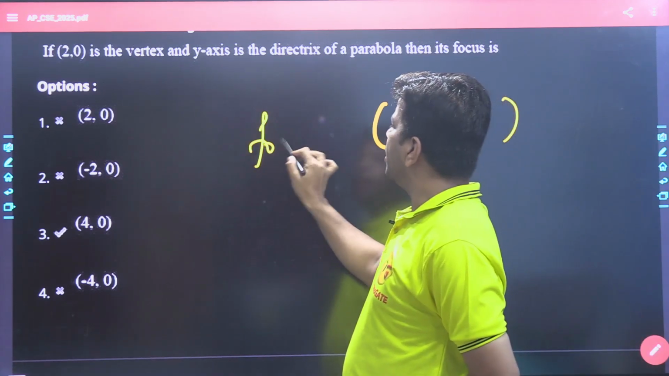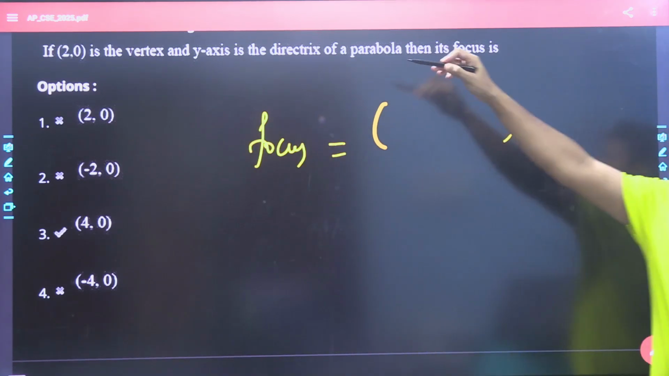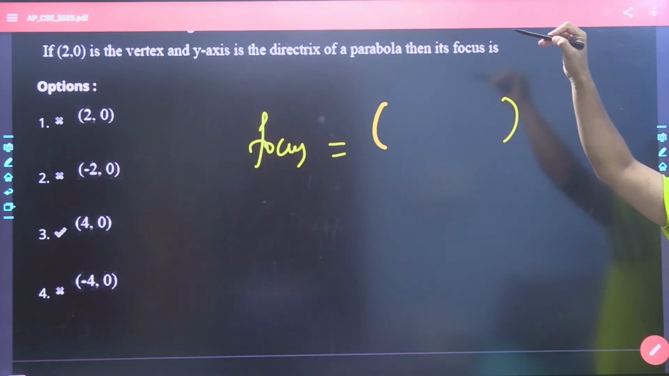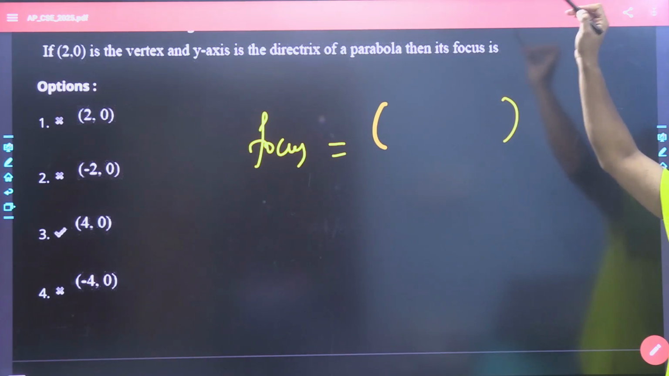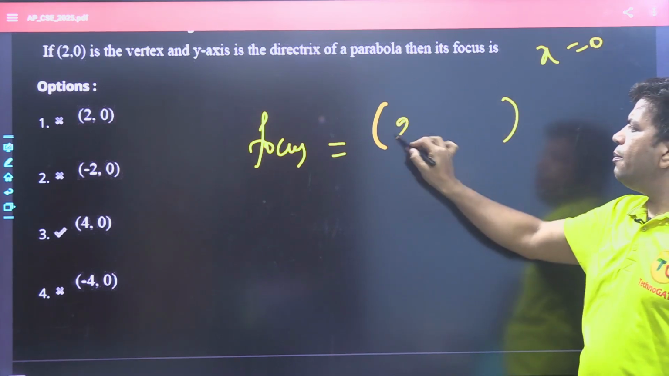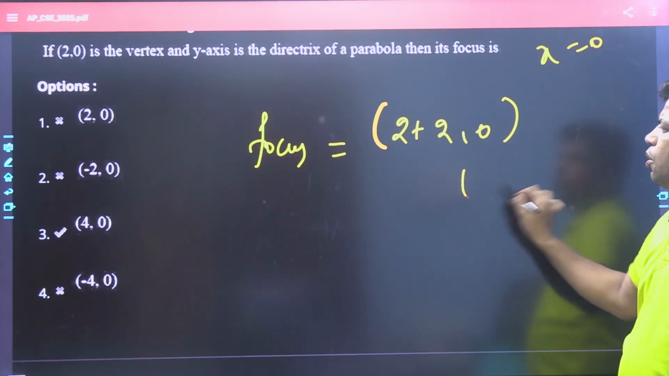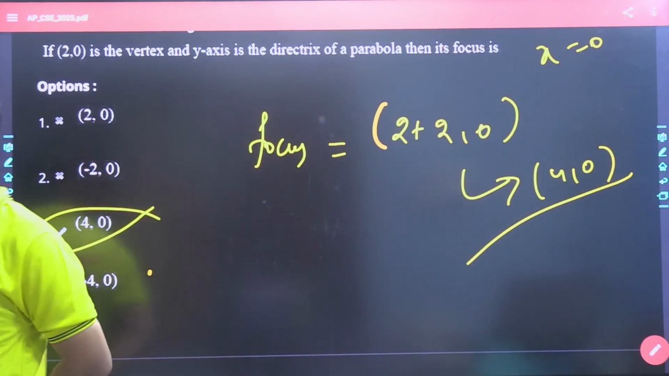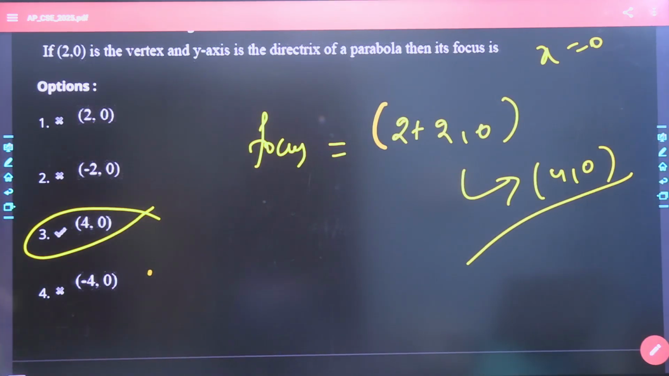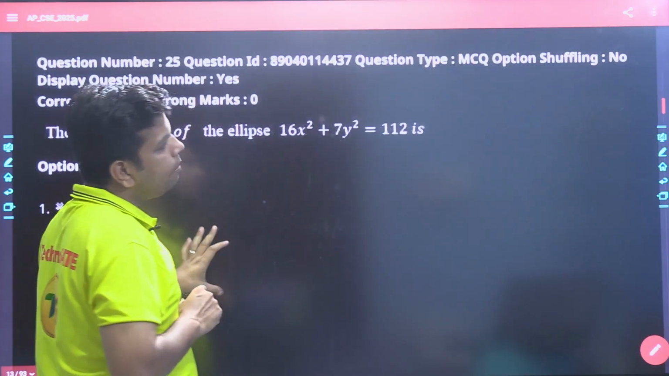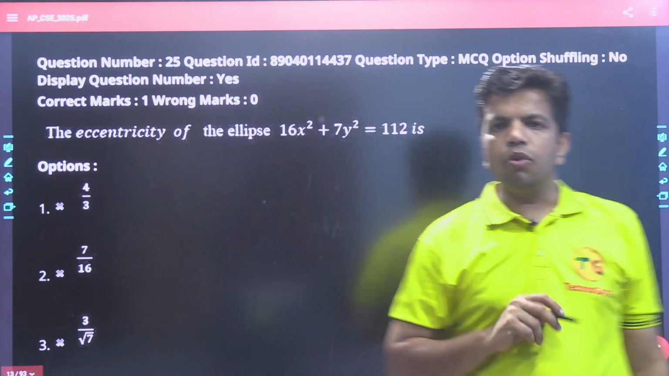So simply can we say that the vertex is 2 comma 0, and y-axis directrix means the value of x is 0. So simply it's 2 plus 2 comma 0. So you can go with 4 comma 0. 4 comma 0 is your answer. So it's also a direct and very simple question. It's simply because it says that y-axis is directrix of parabola, so it's 2 plus 2 comma 0. So it becomes 4 comma 0.